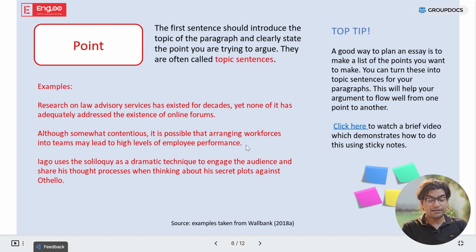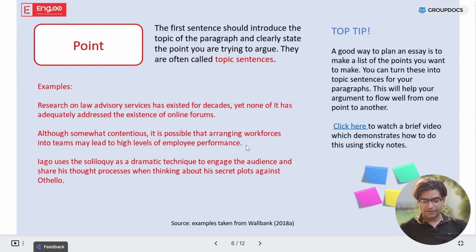By reading these sentences, we come to know which topic this particular paragraph is about. Example one is regarding the topic of law advisory. Similarly, the second is about arranging workforces into teams. And thirdly, we have a discussion about soliloquy as a dramatic technique. Got it? Now, what is the top tip as far as the point is concerned regarding topic sentences?